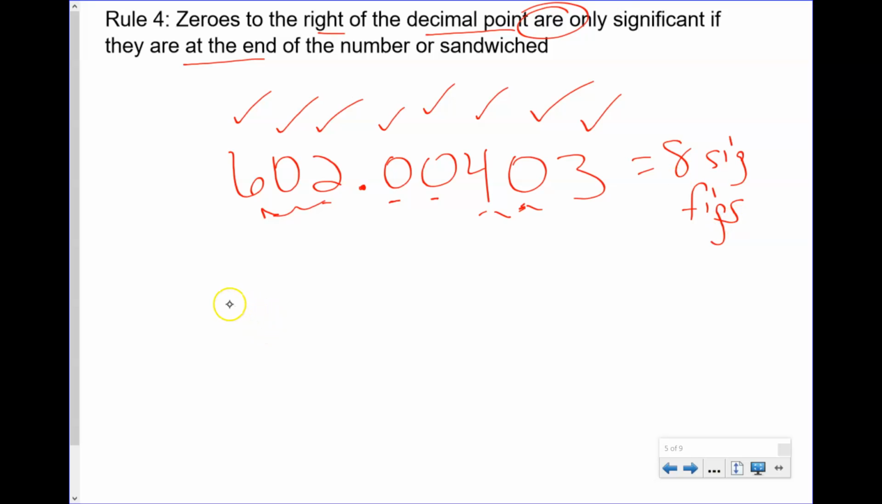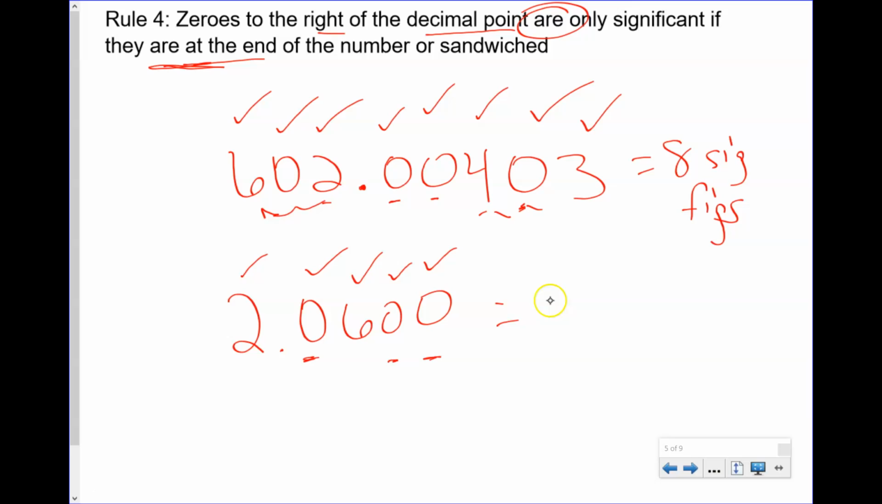All right. What about 2.0600? Okay, of course, the 2 and the 6. This first 0 is sandwiched in between the 2 and the 6, so it's guilty by association. And these last two zeros here are to the right of the decimal and at the end. So they also are considered significant. So we've got 5 sig figs.